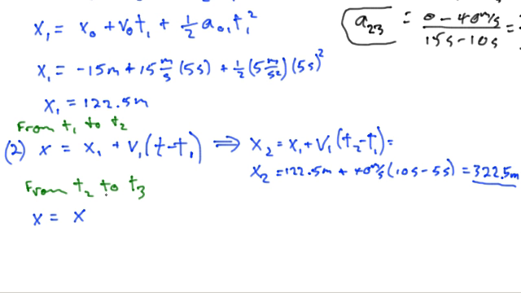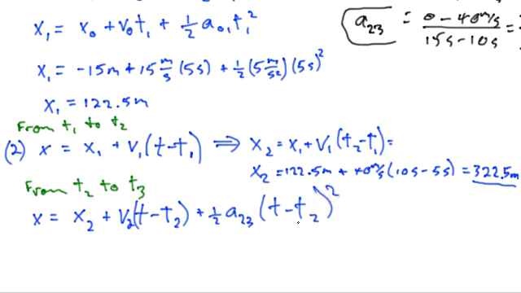And then from 2 to 3 starts at x2 plus whatever the velocity is at time 2 times how much time has elapsed since time t2, which will be t minus t2, plus 1/2 a 2 to 3 times t minus t2 quantity squared, the amount of time that's elapsed since time t2. Alright, and that should do it.